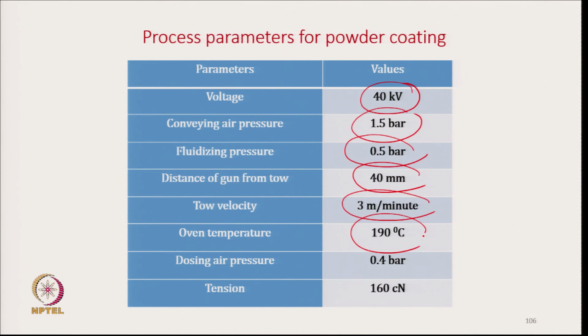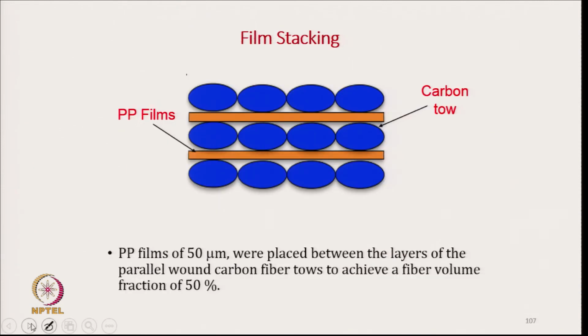Otherwise, at 200 and 220 we have seen that flexibility reduces, and finally we have to use this powder coated tow for weaving. Dosing air pressure 0.4 bar and tension 160 centinewton. And for film stacking, this is the carbon tow, the blue color, and alternately one carbon tow layer and one film layer we have used.